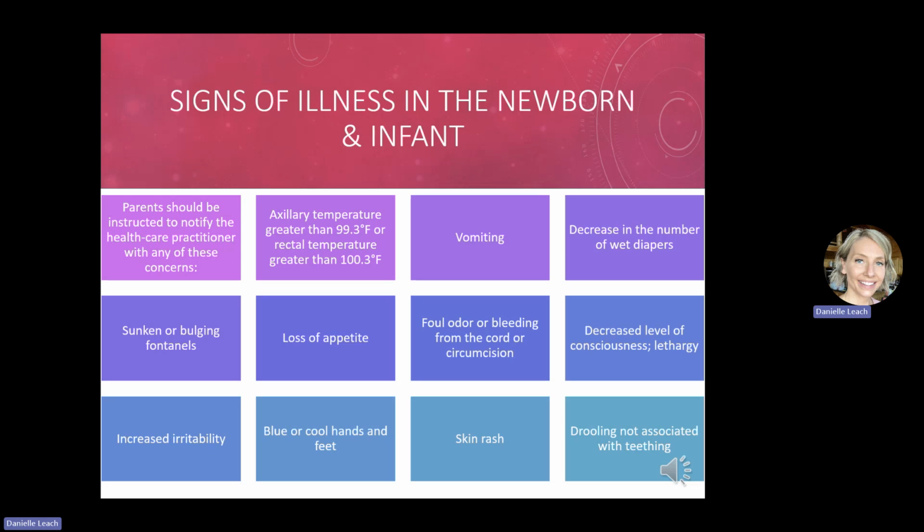Are they extremely irritable? Are their hands and feet blue or cold? And this is after the normal acrocyanosis period, but still during that period, their hands and feet should not be cool or cold. Do they have any sort of skin rash? Because those can be associated with certain communicable diseases. And also, do they have any drooling that's not associated with teething? If they do have this, they could be at risk for aspiration, and it could also be associated with a couple communicable diseases as well.